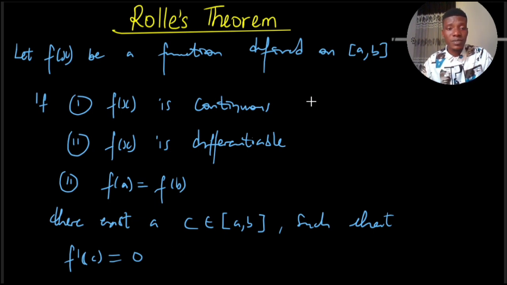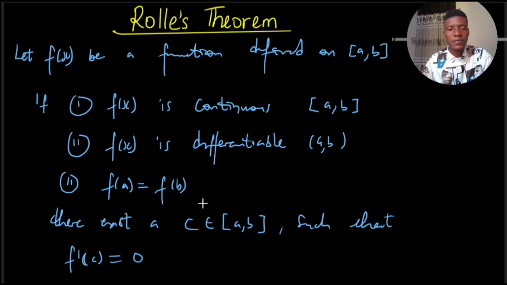Now, take note that the continuity is tested on a closed interval, while the differentiability is tested on an open interval. Please, these 2 things are very important. So you test the continuity on a closed interval and the differentiability on an open interval, and check if f of a and f of b are equal. If these 3 conditions are met, then there exists a number c on the interval between a and b such that f prime of that c is equal to 0.